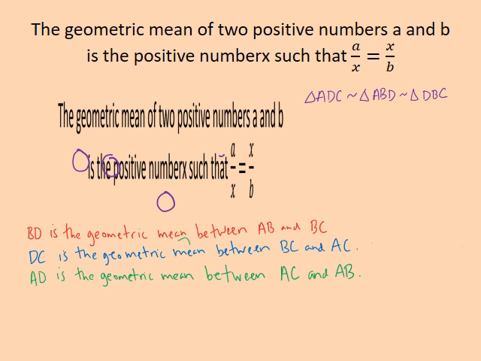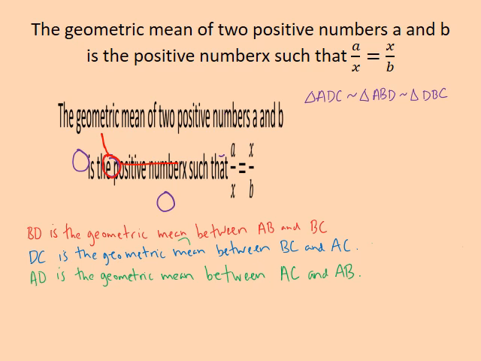So BD, I'm going to circle BD again in red. BD is a geometric mean between AB and BC. AB is the side right here, and BC is the side right there. So AB, which is H, is the geometric mean between Y and X. So let's write that as a proportion.